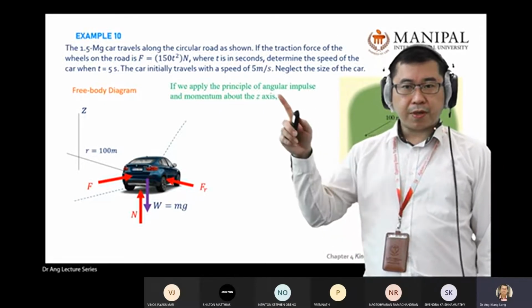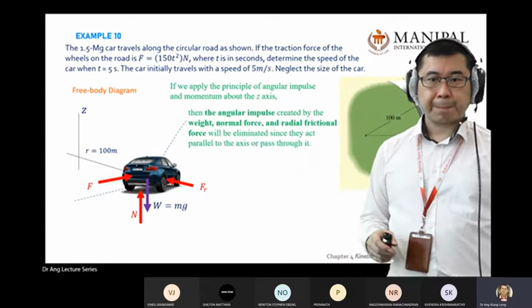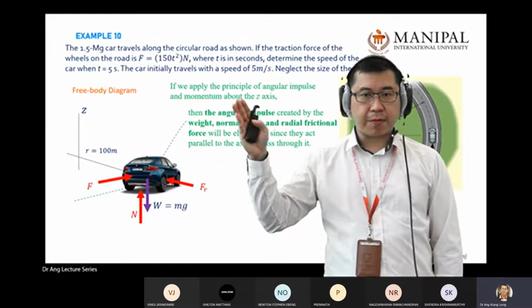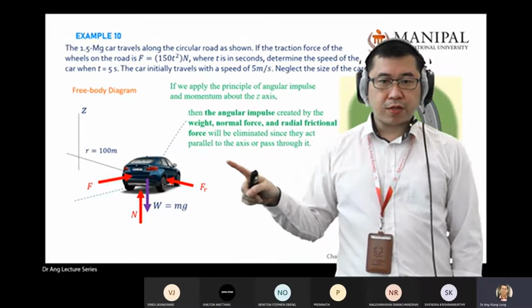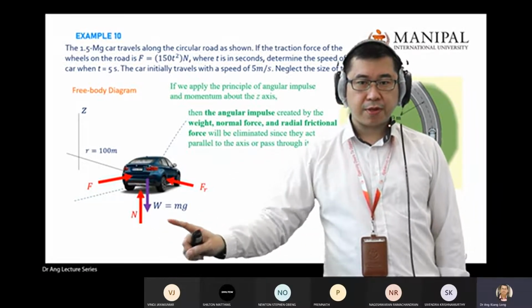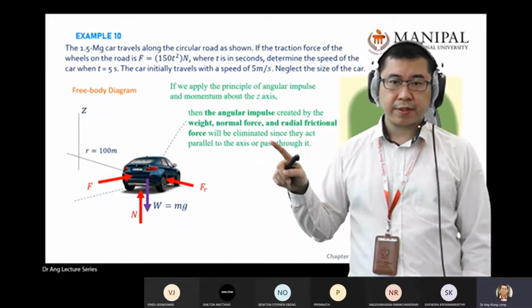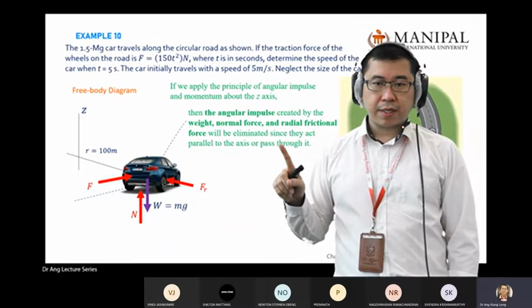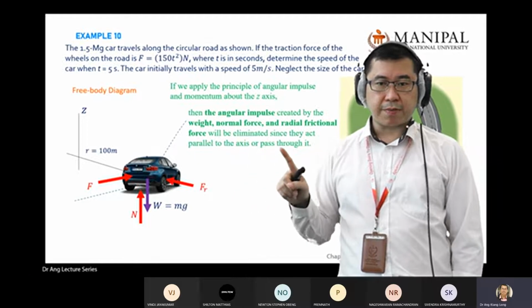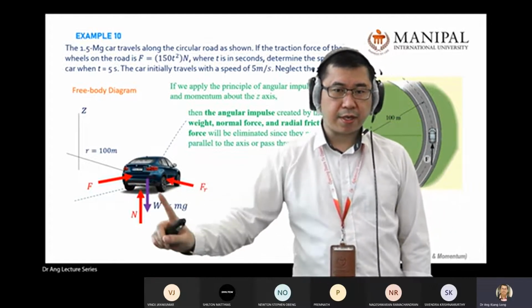Now we use the principle of angular impulse and momentum in this scenario. Since we are using angular impulse and momentum, what would contribute to our equation is the weight, normal force, and radial friction force. They will be eliminated because they act parallel to the axis or pass through it.